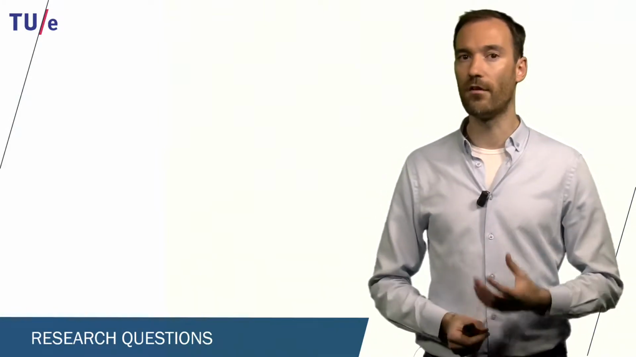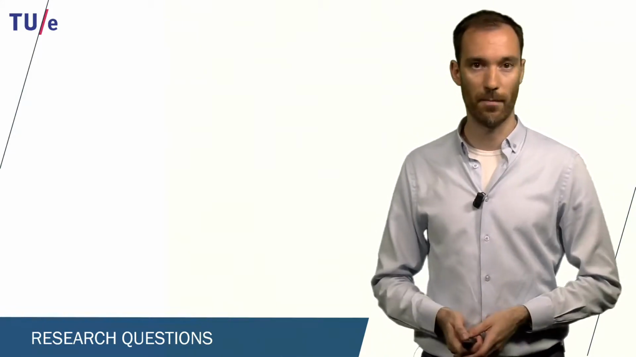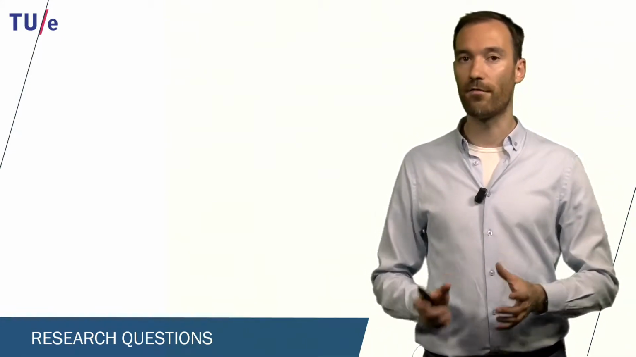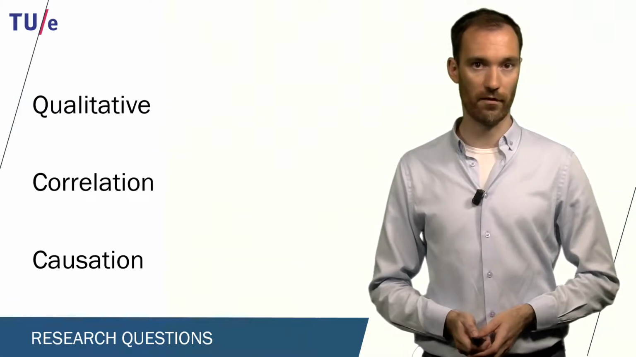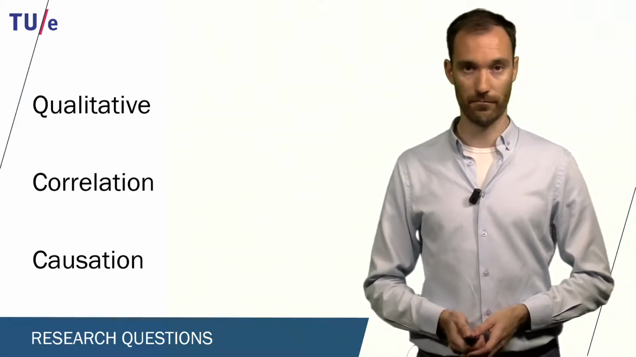A research question is the question that you ask yourself before you start doing your research. And this research question can be classified in one of three different categories. These categories are qualitative, correlational, and causation.